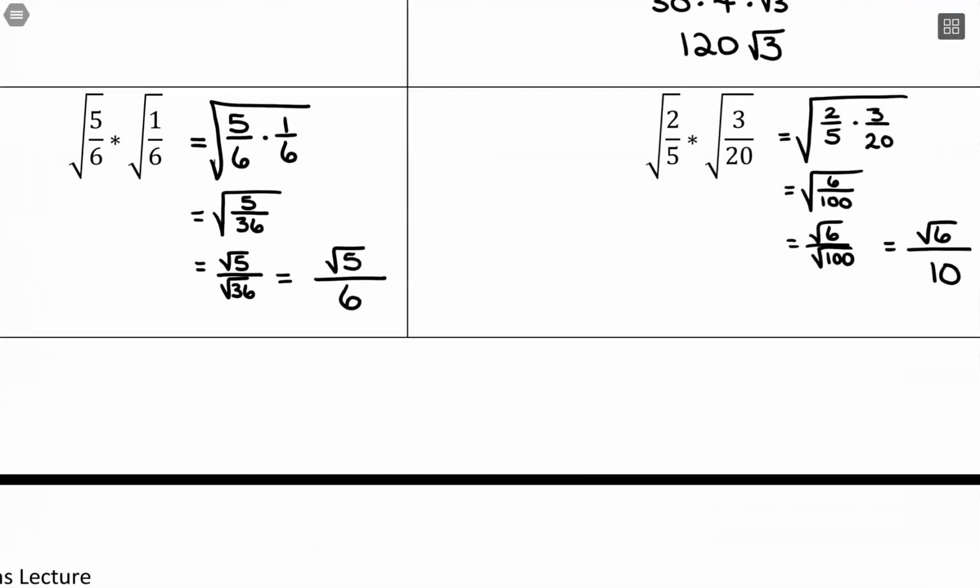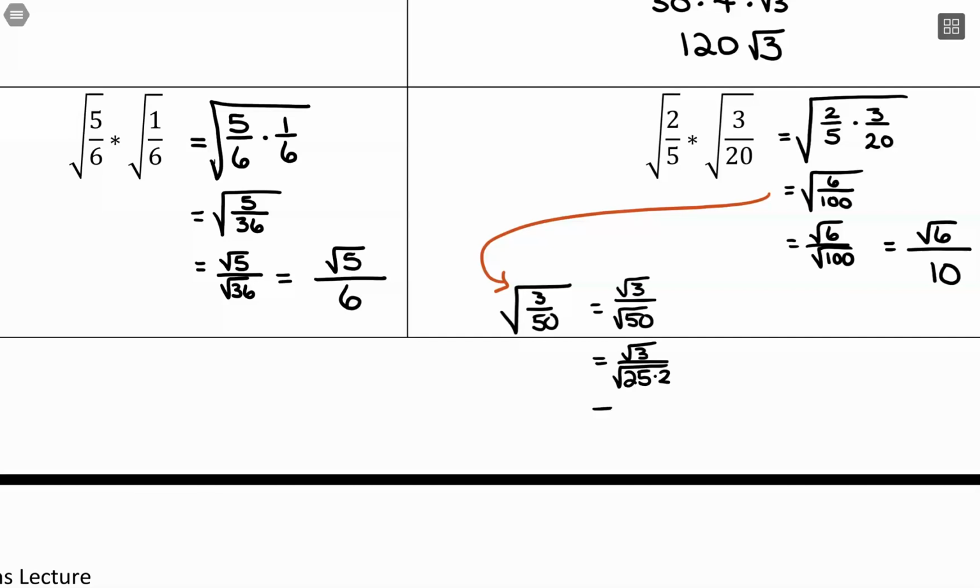Something else we could have done with that last example is, what if I had simplified that fraction underneath the radical first, that 6 over 100? Because that would be the square root of 3 over 50. And if I simplify that down, so square root of 3 over square root of 50, then what I could do is that 50 could be split up into a 25 times 2, and then we'd see the square root of 3 over 5 times the square root of 2.